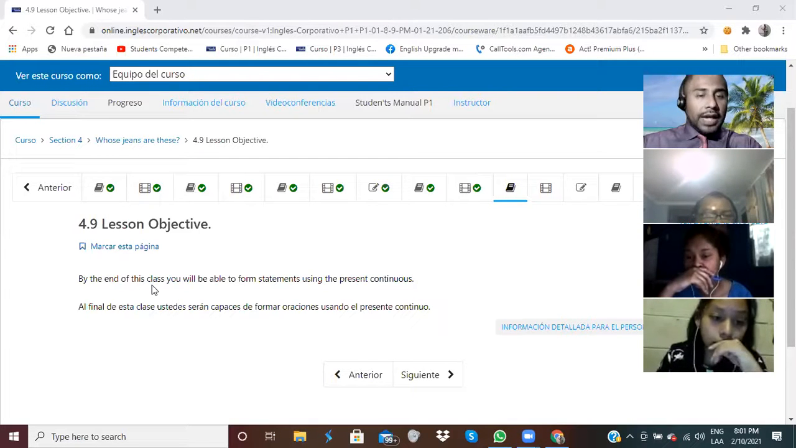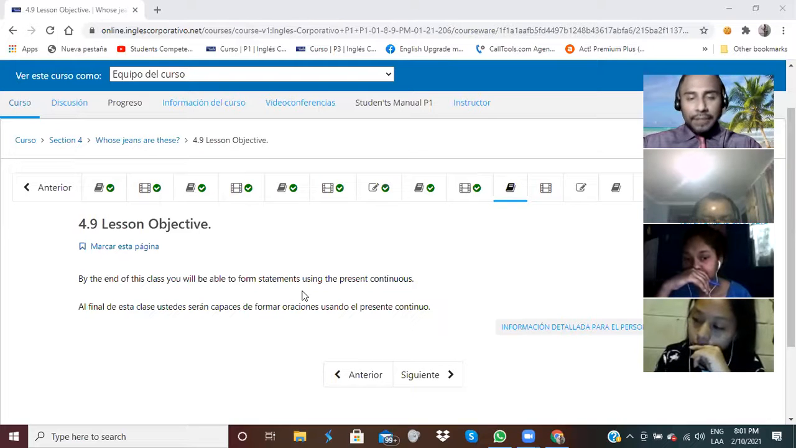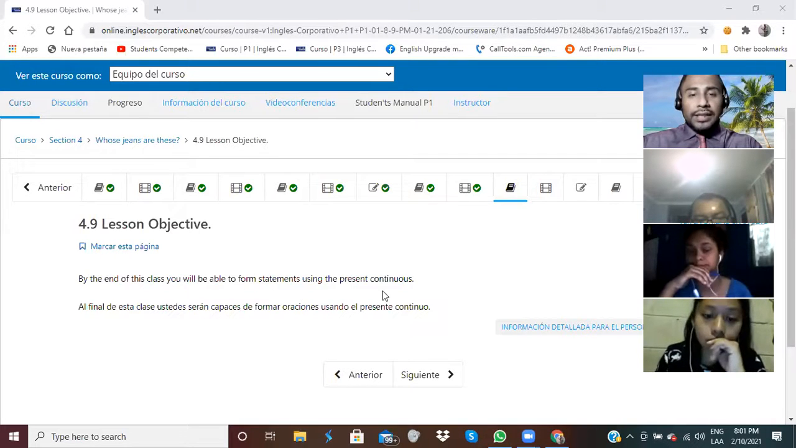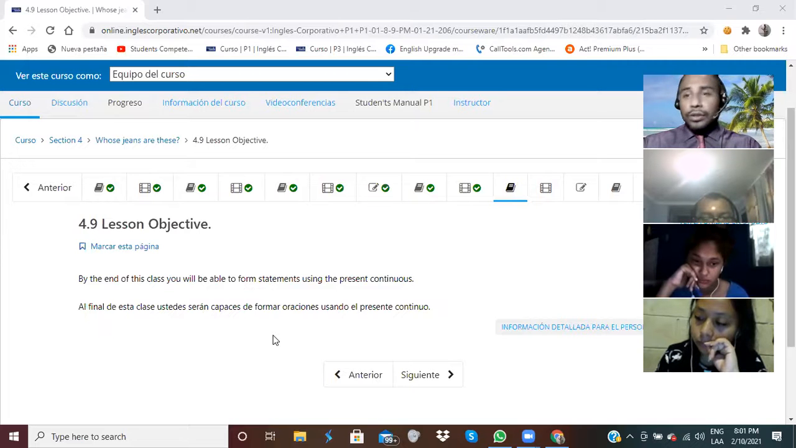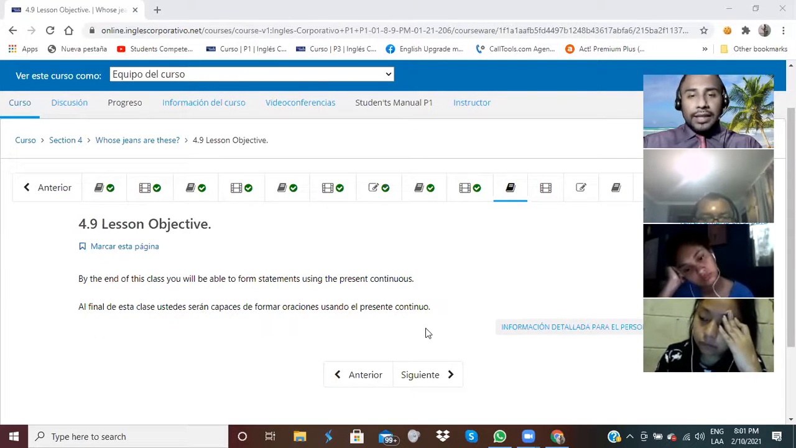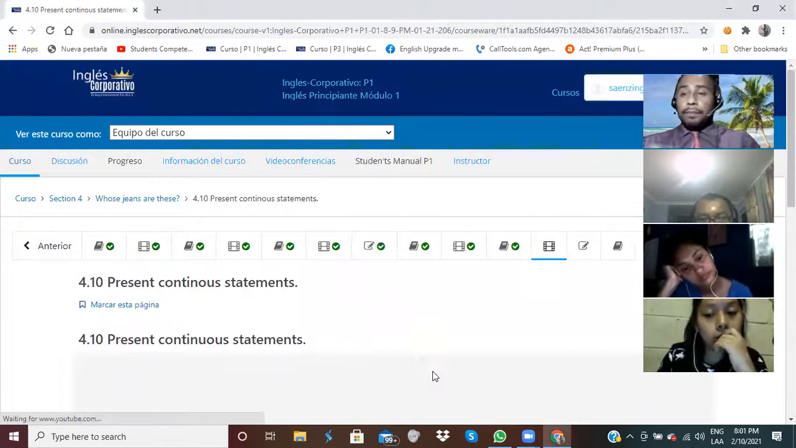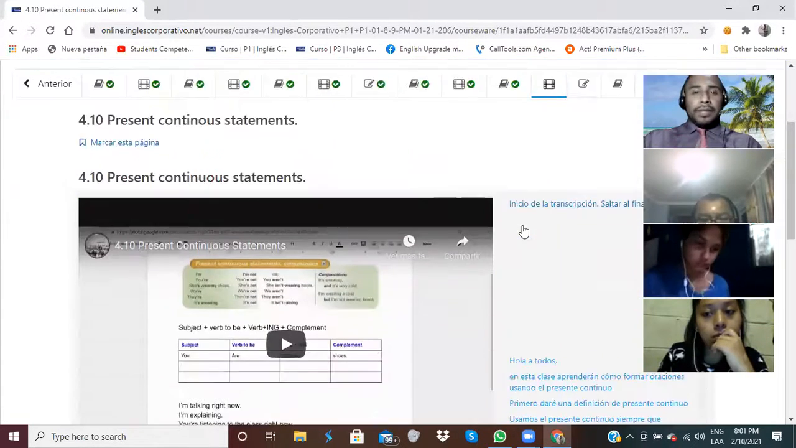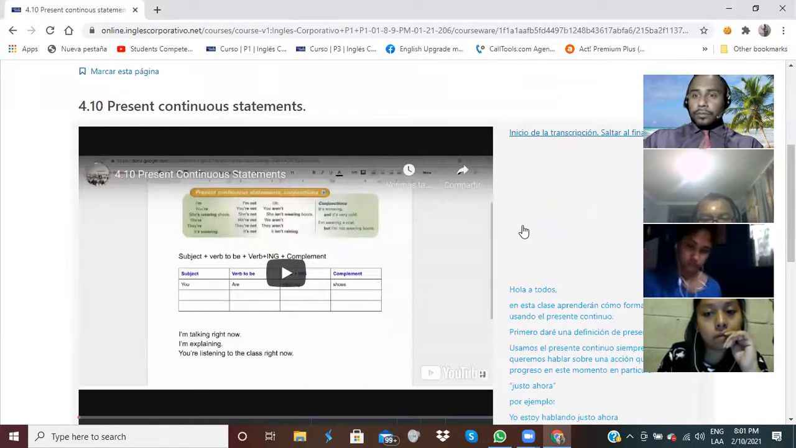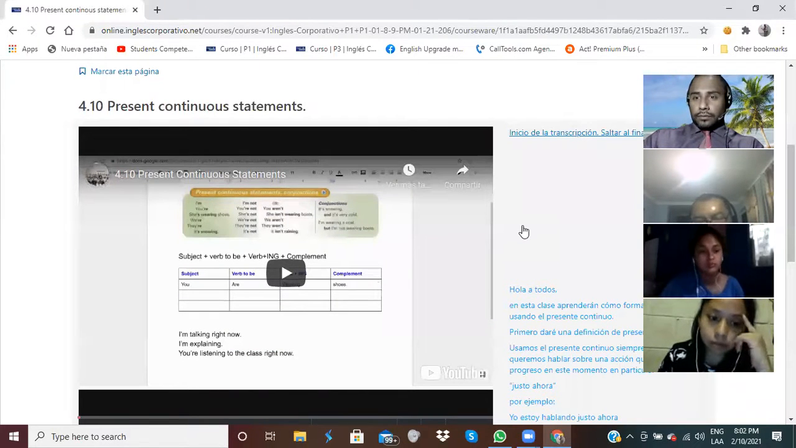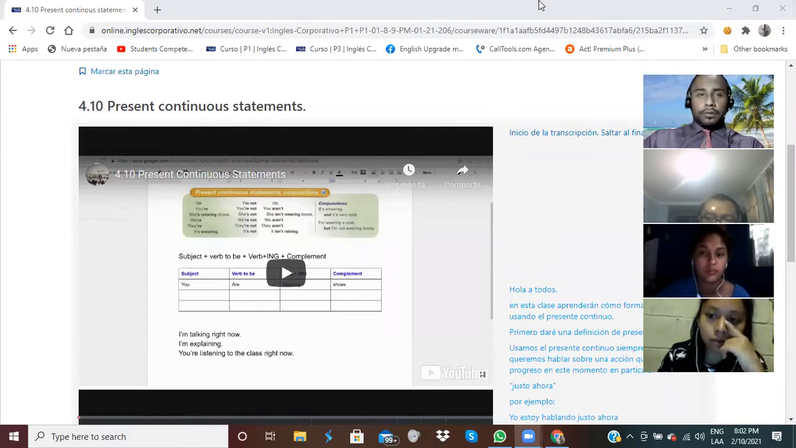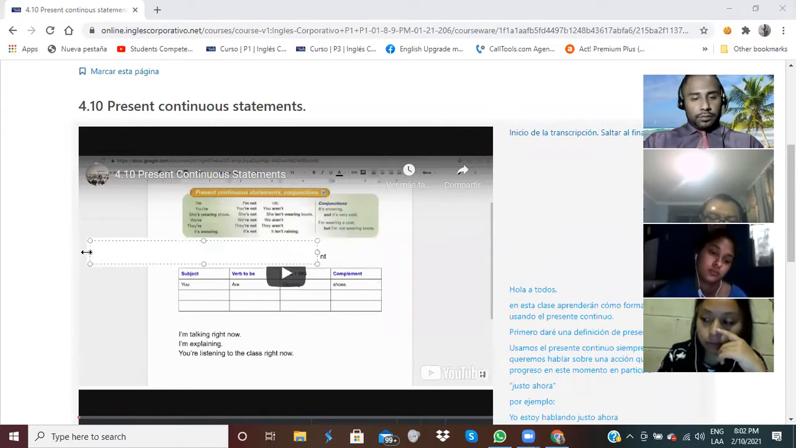By the end of this class, you will be able to form statements using the present continuous. Al final de esta clase, ustedes serán capaces de formar oraciones usando el presente continuo. So, ¿quién me puede decir para qué se usa el presente continuo? To describe actions that are happening in the moment. For example, I am doing the homework.